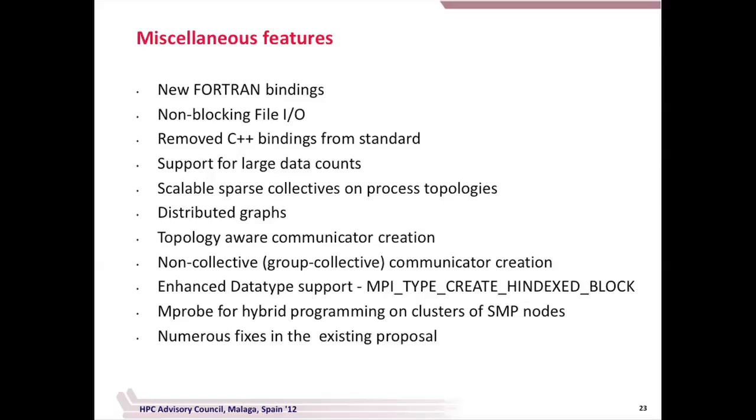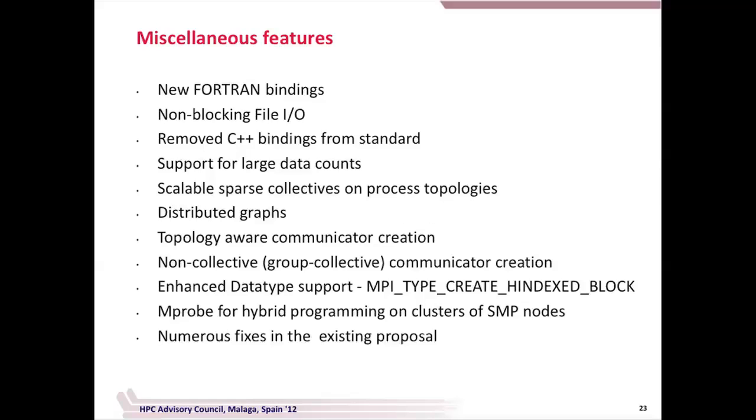That means in the collectives, earlier I said all the processes need to participate. That is no longer there. There are new kinds of collectives being introduced where only a subset of processes can participate. That is called sparse collectives. Then there are some distributed graphs, topology-aware communicator creation. I'll talk a little bit about this in the next few slides. Then non-collective communicator creation, some enhanced datatype support. Then there is hybrid programming support and numerous other cases. So this is how the MPI-3 standard is coming up.